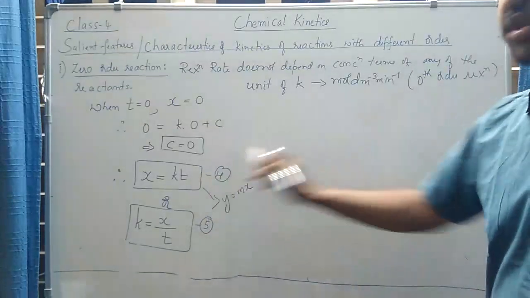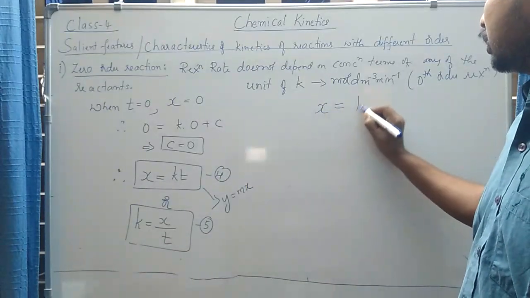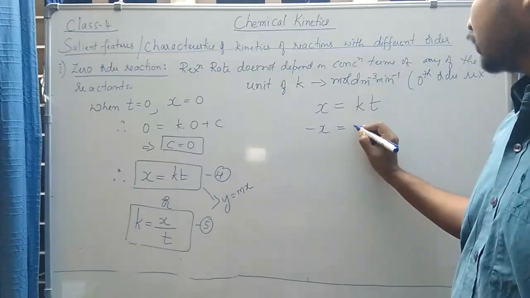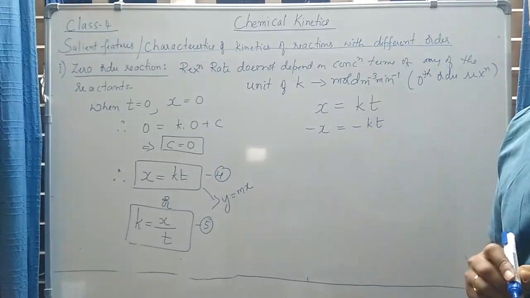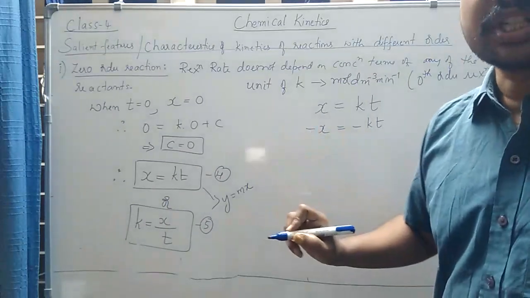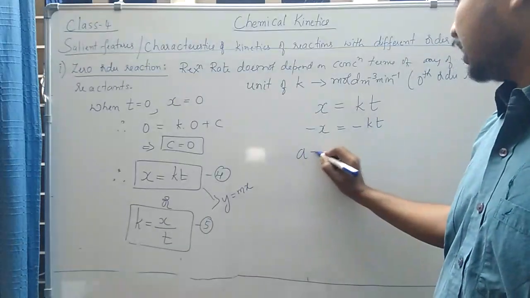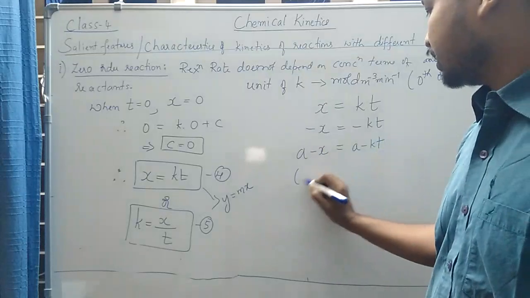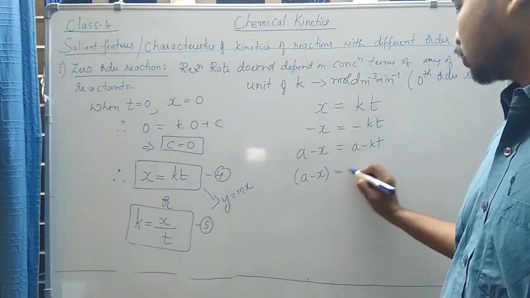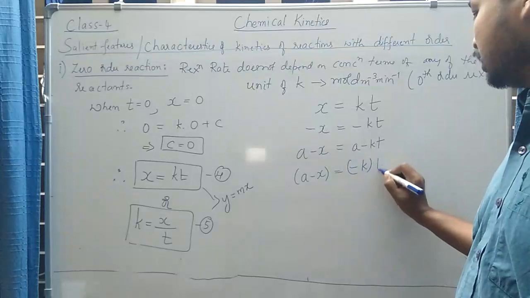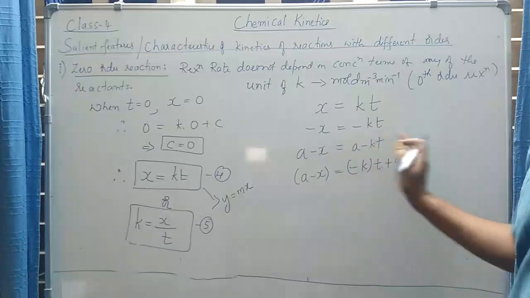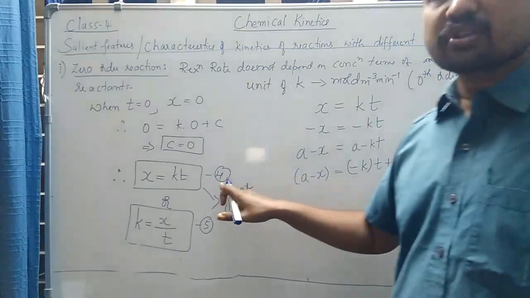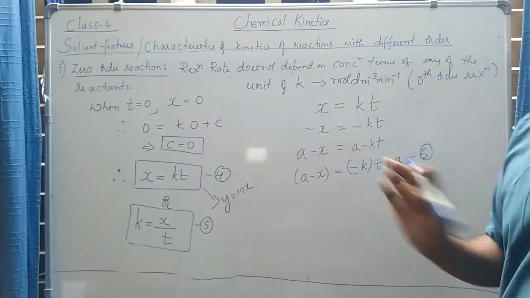Let me rewrite this equation here. x is equal to k into t. I will multiply by -1 on both sides, and I will add the initial concentration term a on both sides. So a minus x is equal to a minus kt, or I will write it as a minus x is equal to minus k into t plus a. I have just rearranged the RHS. So this is nothing but equation 4 written in a slightly different form.